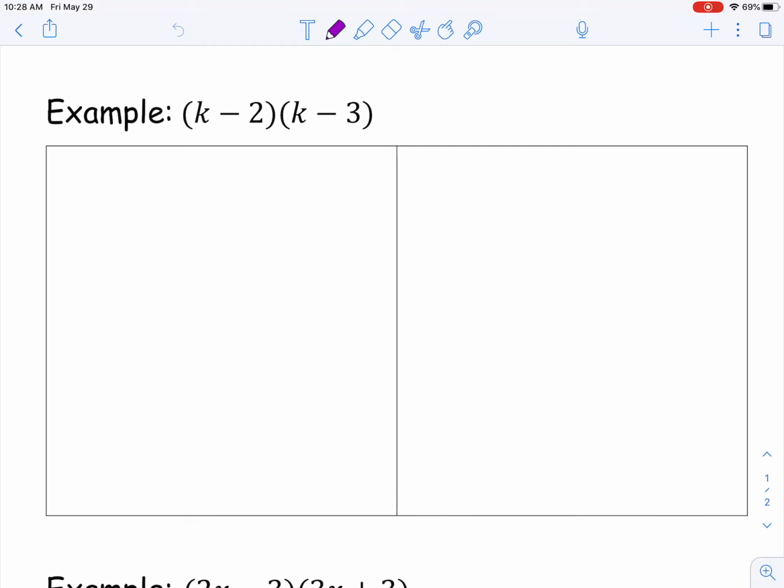And I'm going to show you two different methods on how to organize your work for multiplying binomials. Okay, so we have two different methods. The first one we have is the area method. And the second one we have is the distributive property. Okay, and it does not matter to me what you use. I am just providing you with both so that you can choose your favorite.